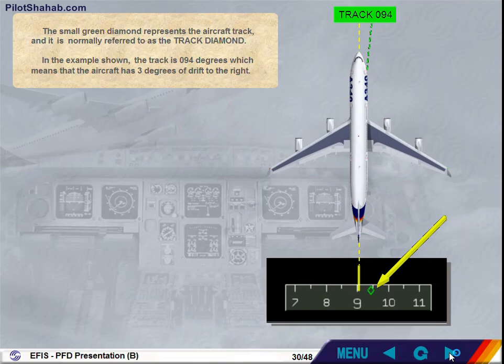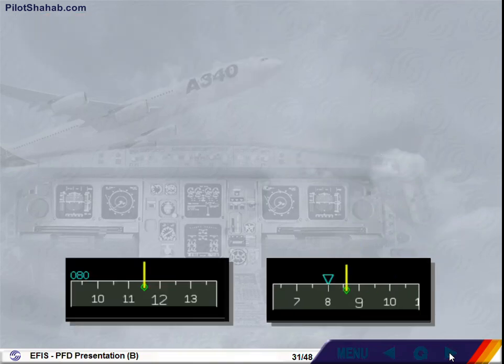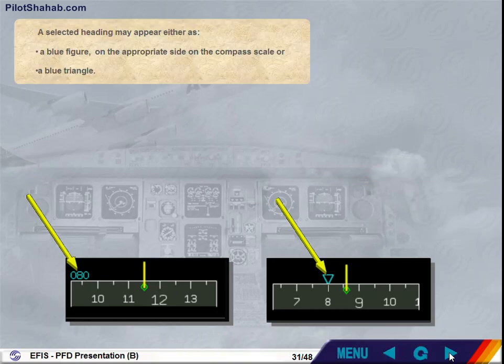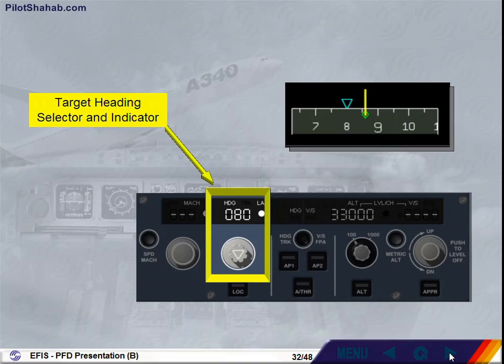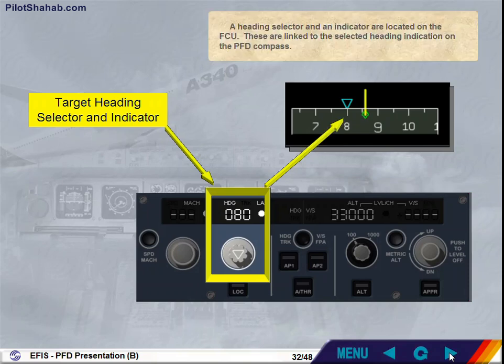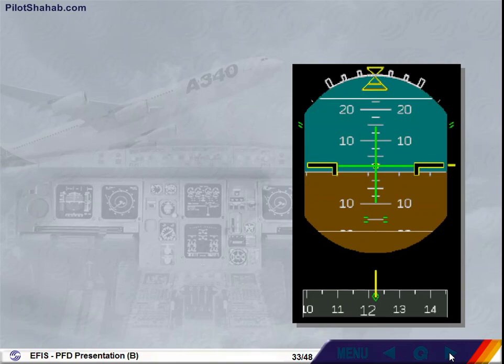A selected heading may appear either as a blue figure on the appropriate side of the compass scale or a blue triangle. A heading selector and an indicator are located on the FCU. These are linked to the selected heading indication on the PFD compass. There is a direct relationship between the small white ticks on the horizon line of the attitude indicator and the compass scale. As the heading changes, the ticks move to stay in line.